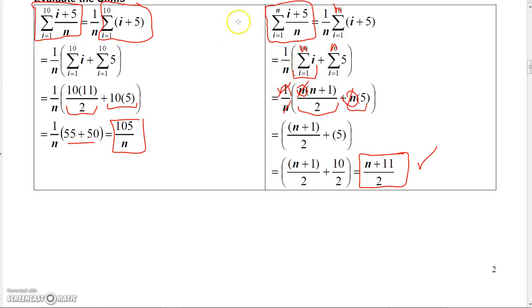So now let's see if it works for 10. What if I plug 10 in here? If I plug 10 in here, I get 10 plus 11. Let's see, 10 plus 11 is 21. That would be 21 over 2, which is 10 and a half. And then if I plug 10 in here for n, well, I would get 10 and a half. So yeah, it works for n equals 10. So it's probably going to work for any value of n.